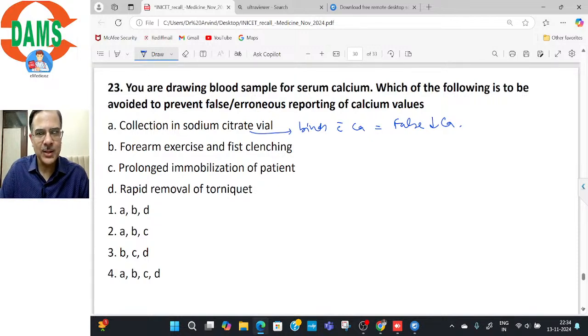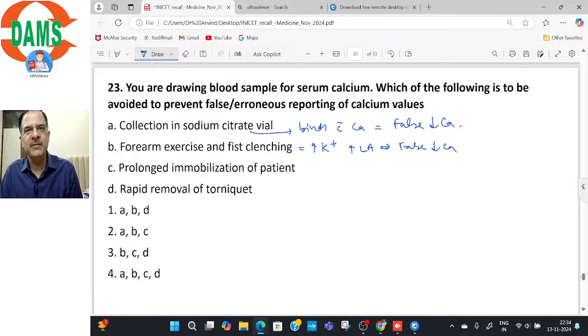Now forearm exercise and fist clenching, what do they lead to? That increases the potassium values and the lactic acid values, and they will interfere with the calcium measurement, so they can also lead to a falsely low calcium. While prolonged immobilization of the patient acutely does not affect, chronically it can lead to bone resorption. When there is bone resorption, there can be high calcium levels, but that is in prolonged immobilization patients.